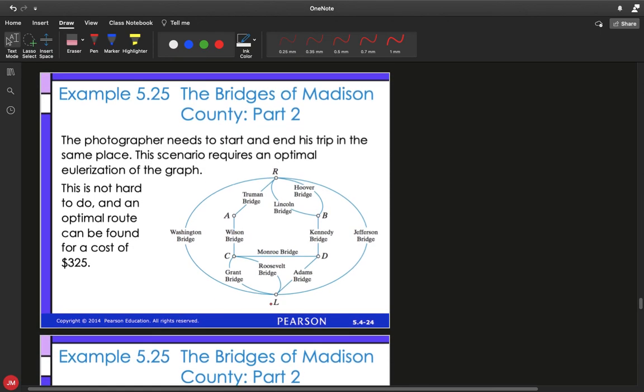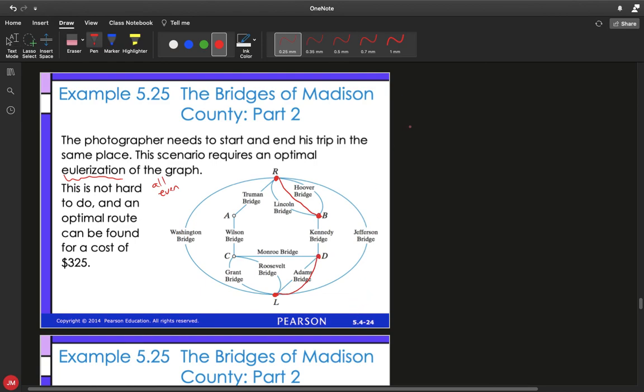Okay, so now we get some more information. It tells us that the photographer needs to start and end his trip in the same place. If that's the case, then we need a full Eulerization of the graph, meaning we have to have all even vertices. And if you remember, we had 4 odd vertices, which were R, B, D, and L. So the best thing that we could probably do would be to connect them as closely as possible, which would mean connecting R to B one more time. So let's go ahead and draw in an extra path here. And then also connecting L to D one more time, so connecting this right here.